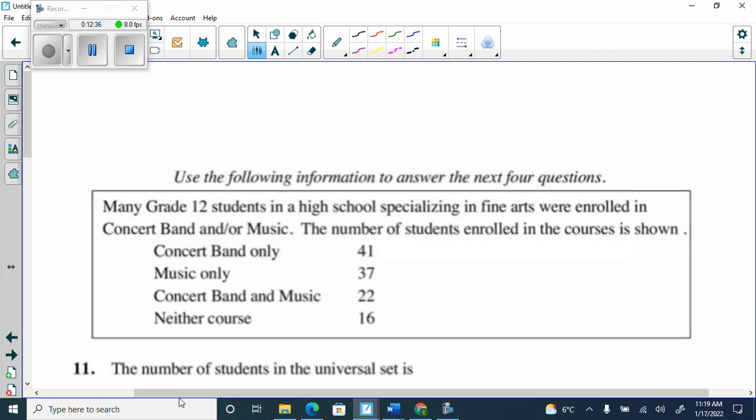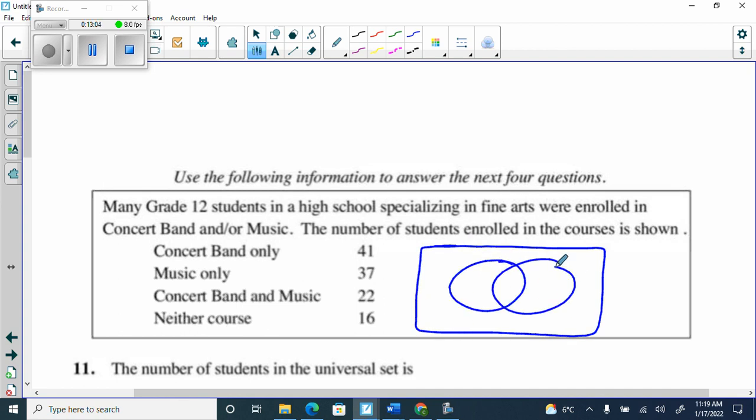This one here says, remember when it says onlys, we don't subtract, correct? When it doesn't say onlys, we do subtract. This is such a weird way to start a session. In a high school specializing in fine arts, students were enrolled in concert band and or music. The number of students enrolled in the course is shown. So we have to start at the and. Always concert band, music. Would you have to start at the and?